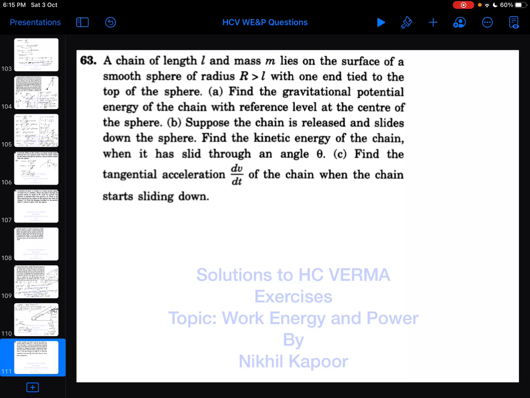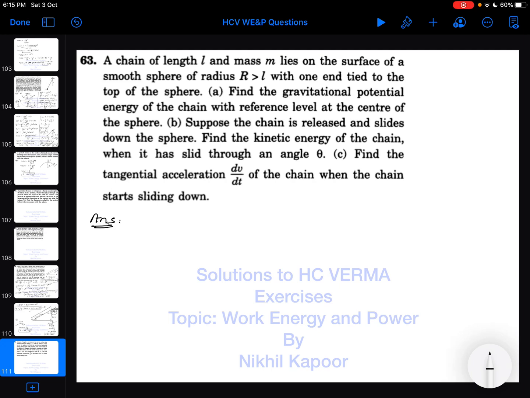Start with the 63rd example. Now what is said here? A chain of length L and mass m lies on the smooth surface of a smooth sphere of radius r, which is greater than the length of the chain. One end of the chain is at the top of the sphere.